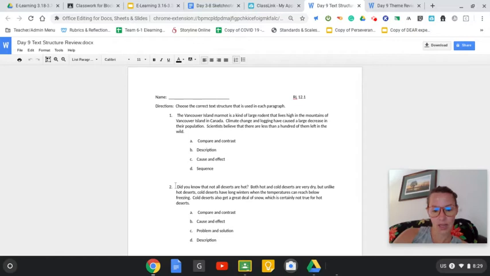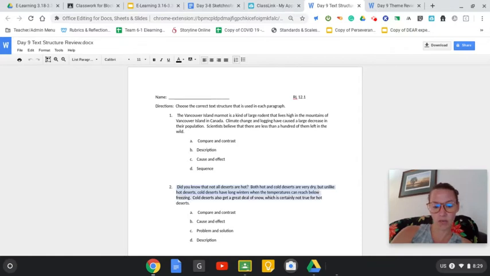All right, second one. Did you know that not all deserts are hot? Both hot and cold deserts are very dry, but unlike hot deserts, cold deserts have long winters when the temperatures can reach below freezing. Cold deserts also get a great deal of snow, which is certainly not true for hot deserts.